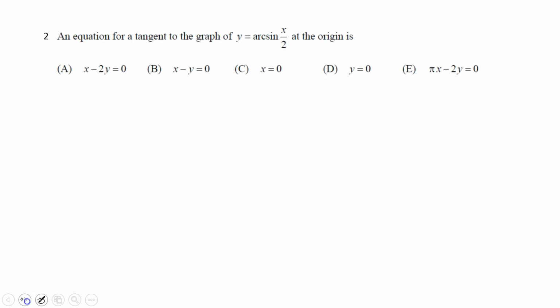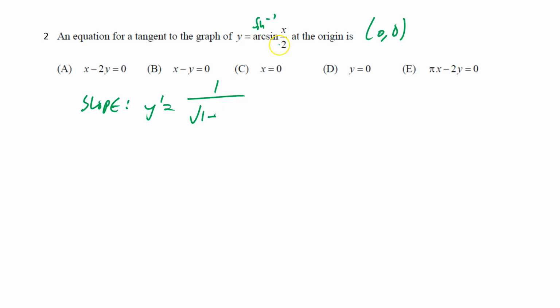All right. So number 2, they're looking for the equation for the tangent to the graph of y equals arc sine of x over 2 at the origin. So that is 0, 0 for our point. We now need a slope. So the slope, y prime, so this is sine inverse, same thing as arc sine, right? So it's going to be 1 over the square root of 1 minus x over 2 squared, chain rule, times 1/2. And we're going to evaluate that at x equals 0. So that's going to be 1 over, well, 1 minus 0, that's not too bad. So square root of 1 times 1/2, so that's 1/2.